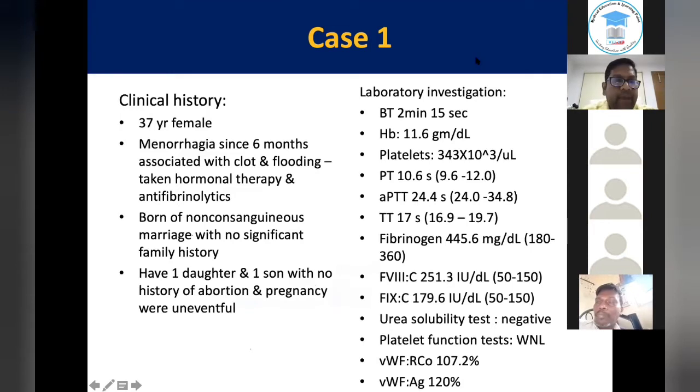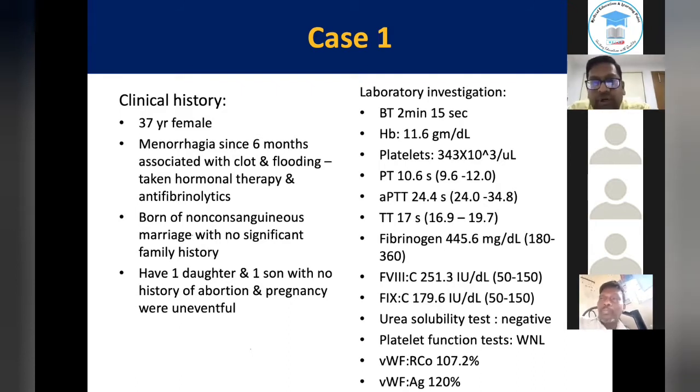The history goes like this: a 37-year-old female presented with menorrhagia for the last 6 months, which is associated with clots and flooding. She has taken some hormonal therapy and antifibrinolytics like tranexamic acid. She was born of a non-consanguineous marriage with no significant family history. She has one daughter and one son, there is no abortion history, and both pregnancies were uneventful.